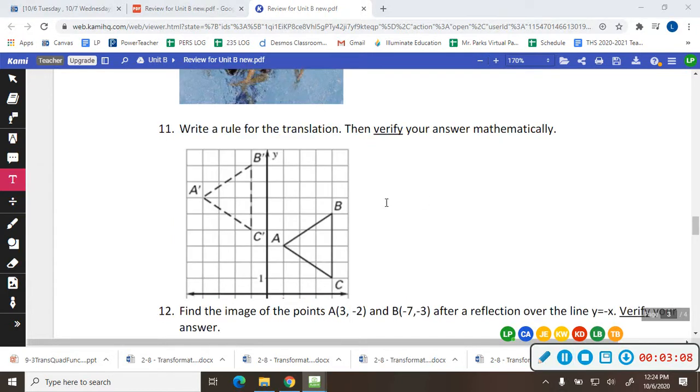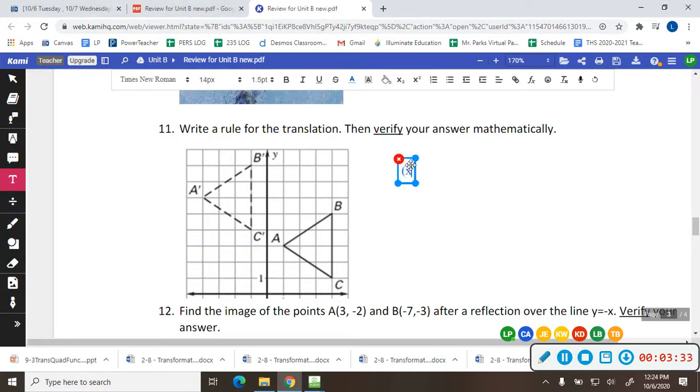Write a rule for the translation. Okay, so I have to look, am I going from here to there? Or am I going from the dotted to the solid? And the way I know is if there's an image, that means that's your image, and this is where you start, because it doesn't have the little hash mark on it. And so I need to write a rule.